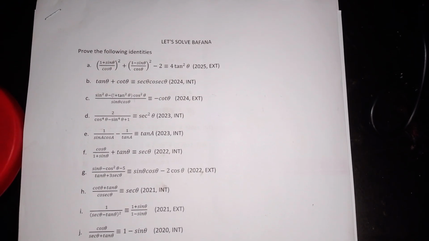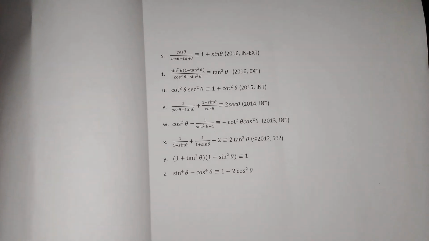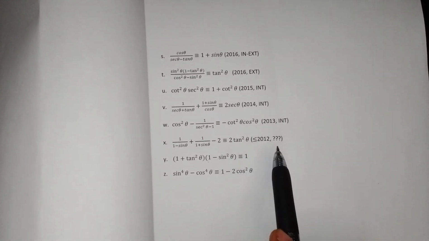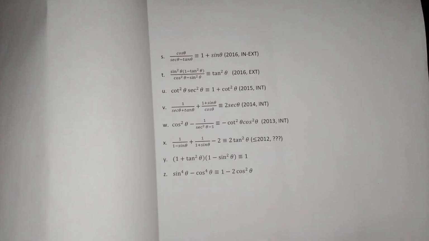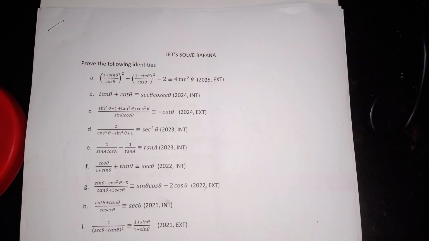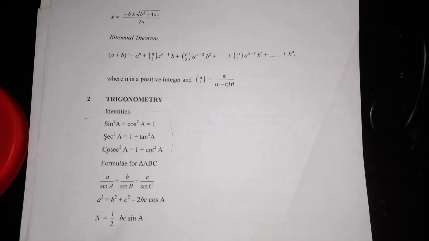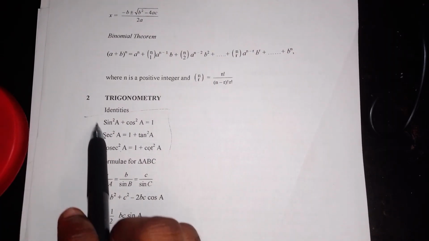Okay, identities. I decided to get as many identities as I could find. Some of them date as far back as 2012 or earlier, up to 2025. I just want to show you that these things are solved the same way, and all you need are these three identities here.